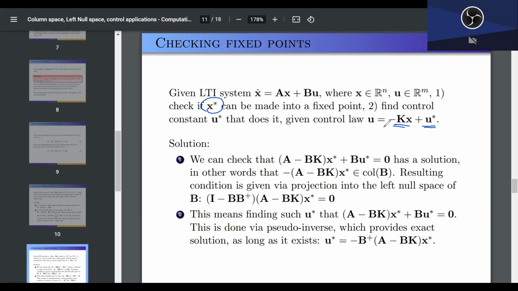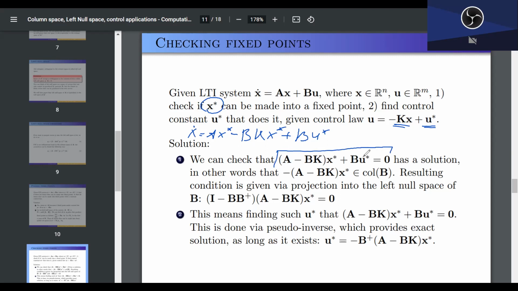You could avoid this completely by transferring the whole thing into error dynamics. But let's just say you look at it this way. Okay, what is the solution? Well, first you substitute this control law into the system. And what you get is x dot equals Ax minus BKx plus Bu star. And this is star, this is star. All right, so this equation.